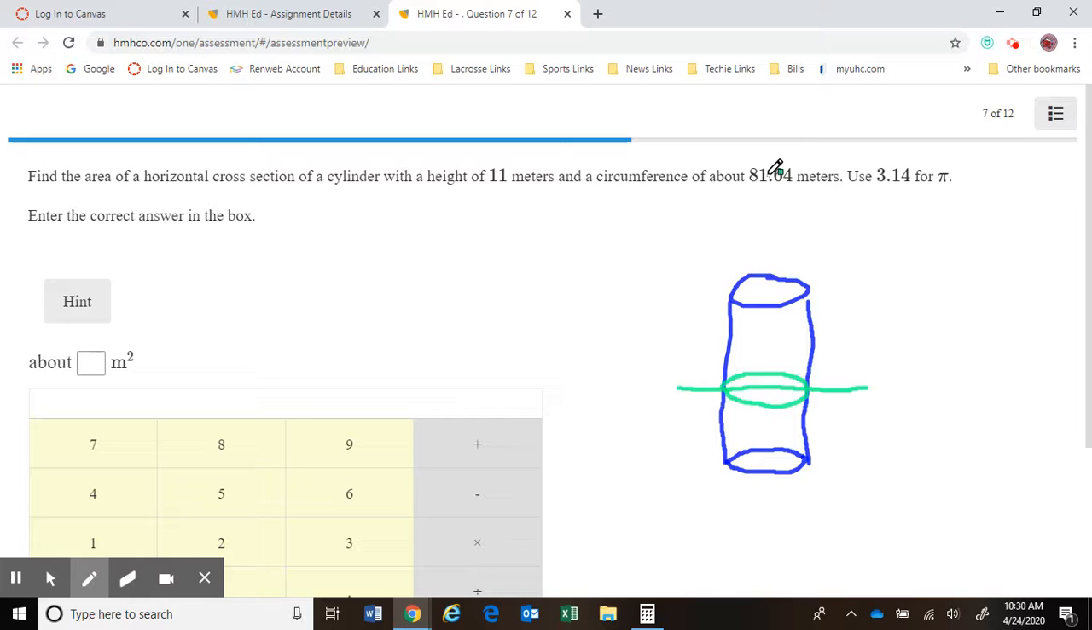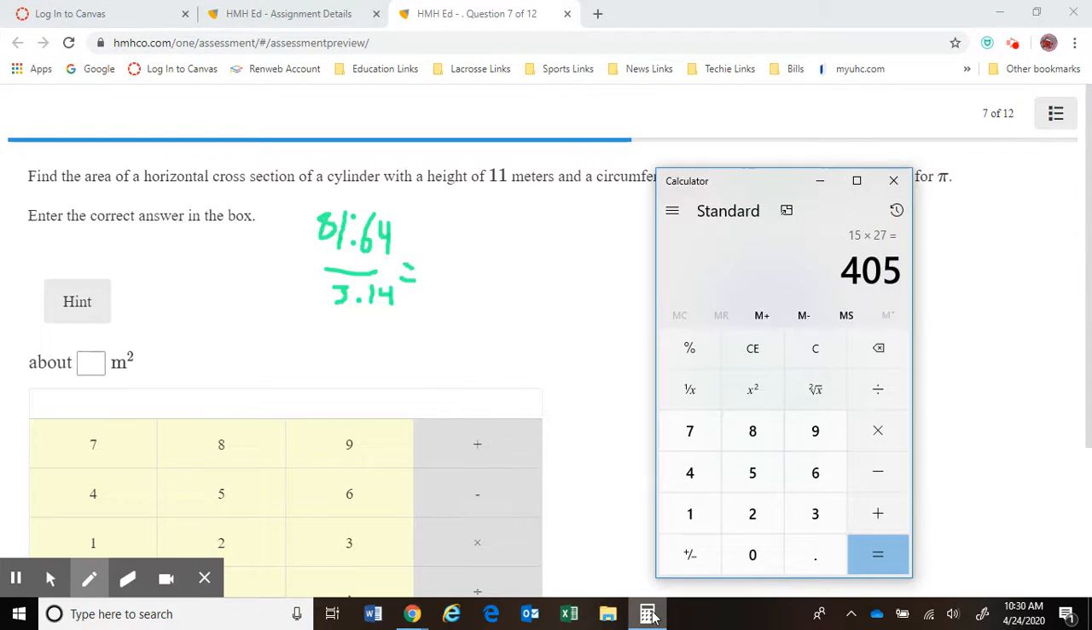Okay. So I need to find something here, right? I've got to do something with that 81.64. What do you think it is? Yeah, I've got to divide it by 3.14. So 81.64 divided by 3.14. What's that going to give me? That gives me 26.